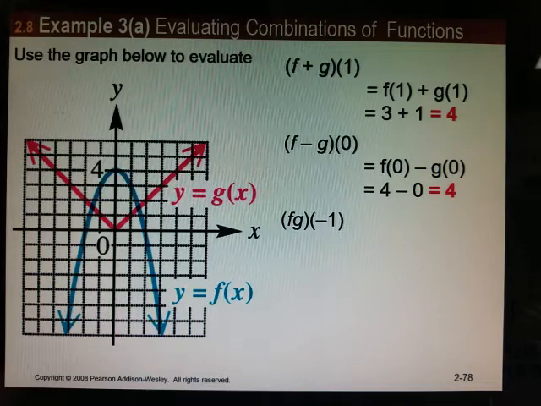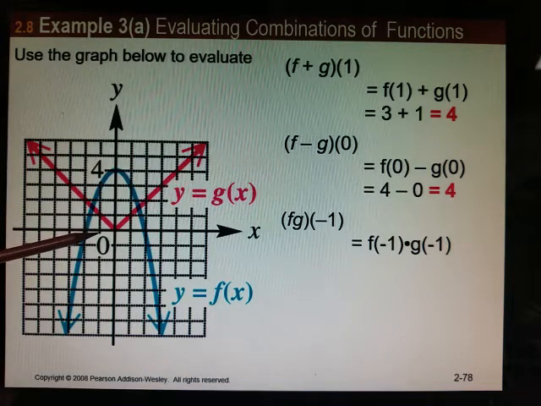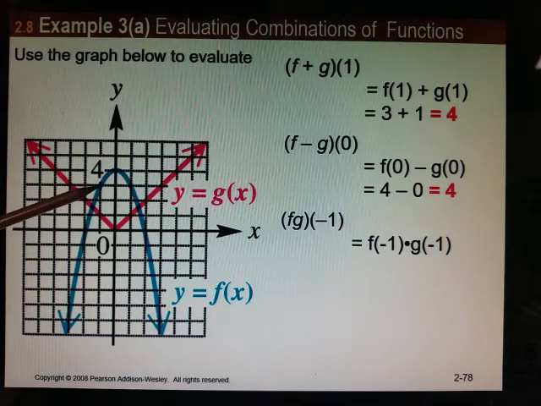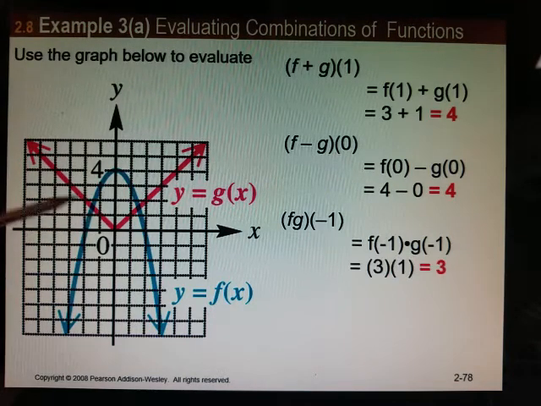All right, multiplication. F of negative 1 times g of negative 1. So when x is negative 1, the f equation's in blue. 1, 2, 3, so that'd be 3. The red equation is 1, so 3 times 1 is 3.